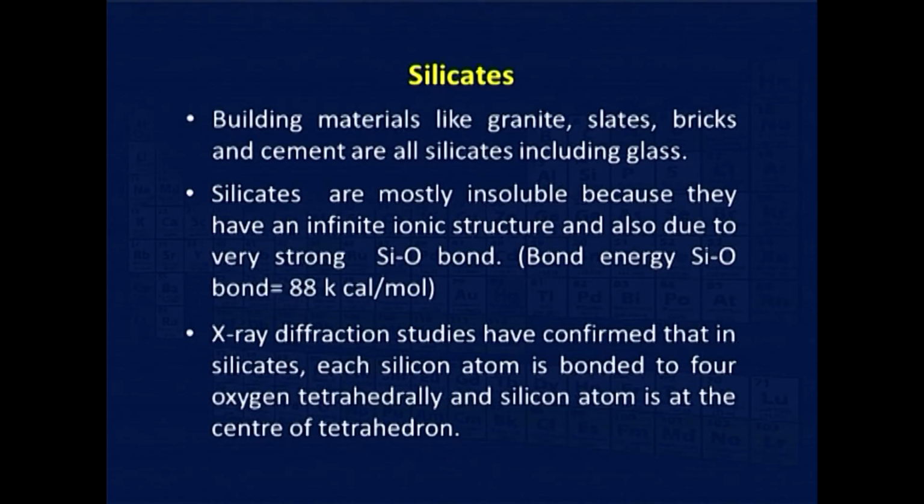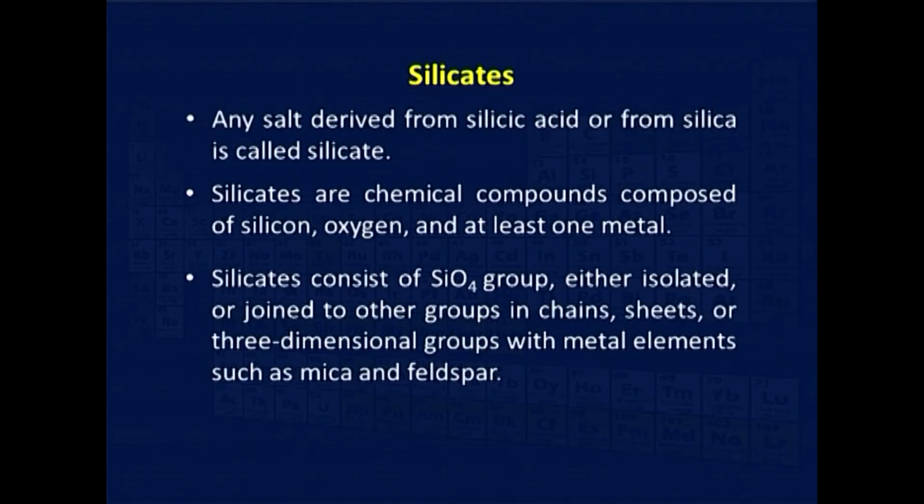X-ray diffraction studies have confirmed that in silicates, each silicon atom is bonded to 4 oxygen atoms in a tetrahedral geometry, and the silicon atom is located at the center of the tetrahedron. Any salt derived from silicic acid or from silica is known as silicate. Silicates are chemical compounds composed of silicon, oxygen and at least one metal atom. Silicates consist of silicate groups either isolated or joined to other groups in chains, sheets or 3-dimensional groups with metal elements such as mica or feldspar.